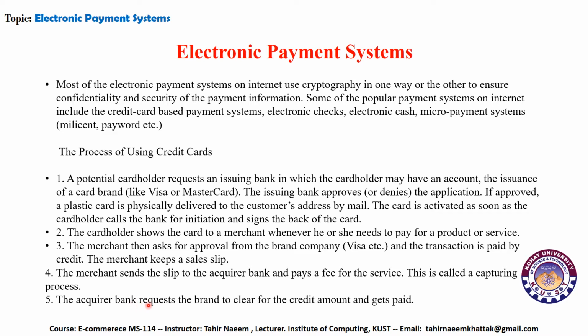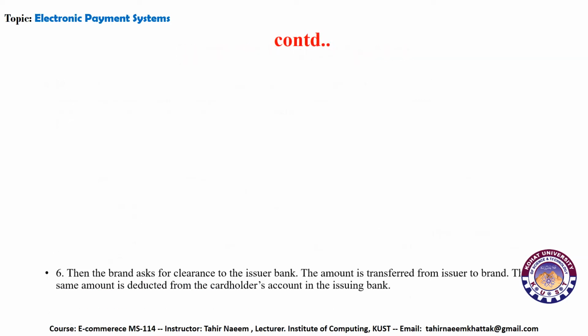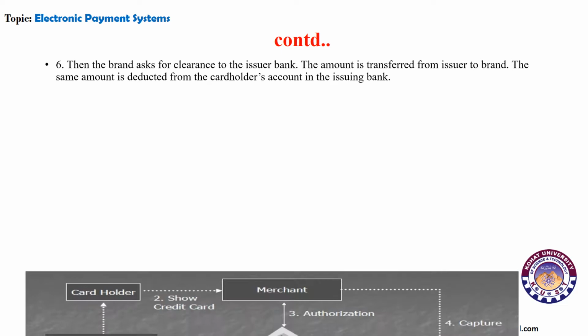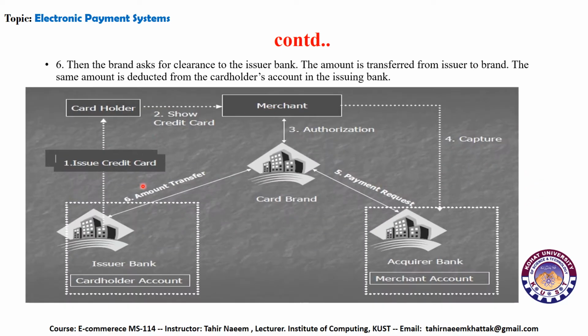The acquirer bank requests the brand to clear the credit amounts and get paid. Then the brand asks for clearance from the issuer bank. The amount is transferred from the issuer to the brand. The same amount is deducted from the cardholder's account in the issuing bank. So here is the mechanism in which the credit card or debit card works.